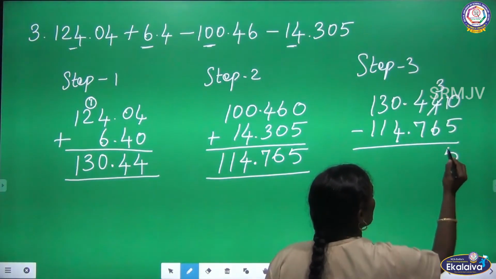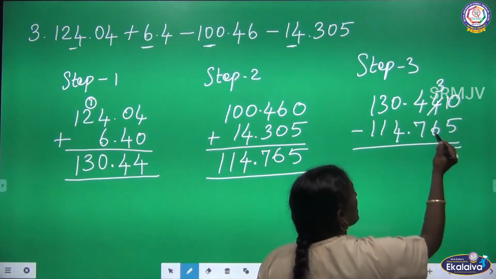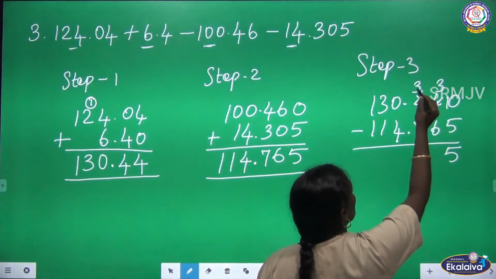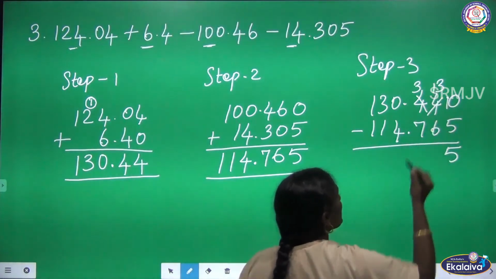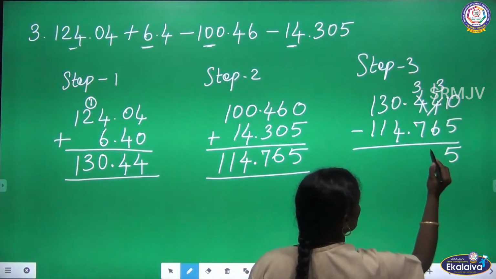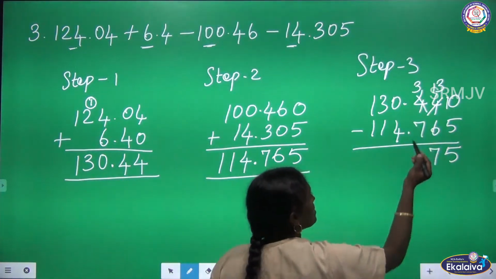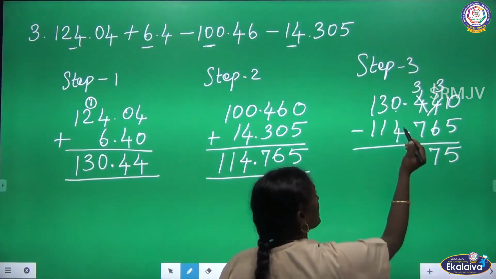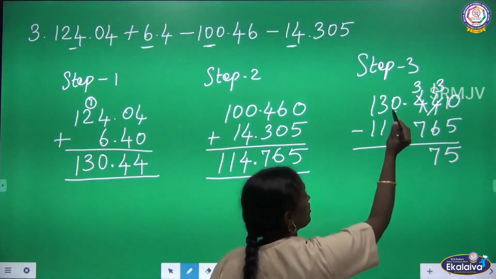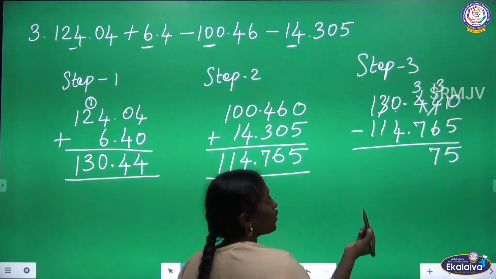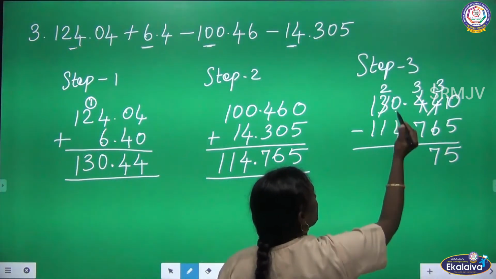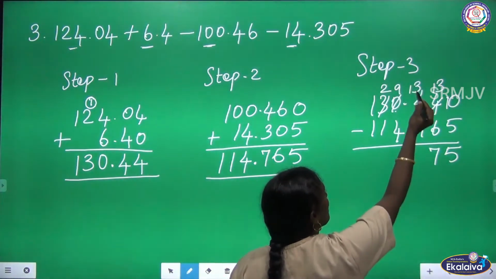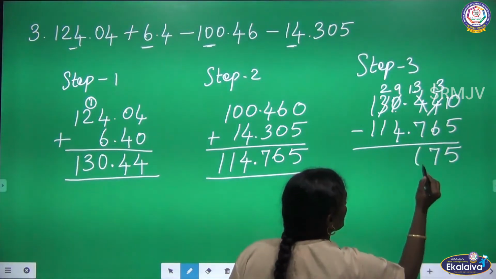10 minus 5, 5. 3 minus 6, we can't subtract 6 from 3. So we have to borrow from 4. 4 will become 3, this 3 will become 13. 13 minus 6, that is 7. 3 minus 7, we can't subtract 7 from 3. So we have to borrow from the next number. The next number is 0. So we have to borrow from 3. 3 will become 2. Then this 0 will become 9 and 3 will become 13. 13 minus 7, that is 6.